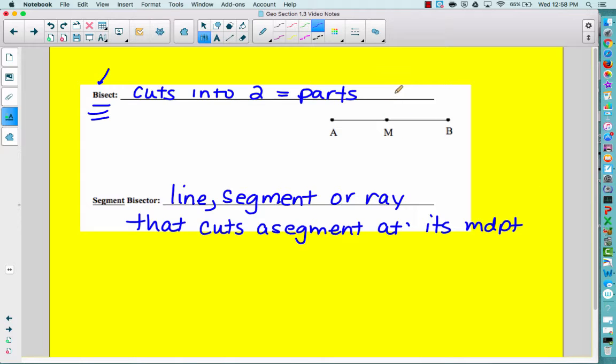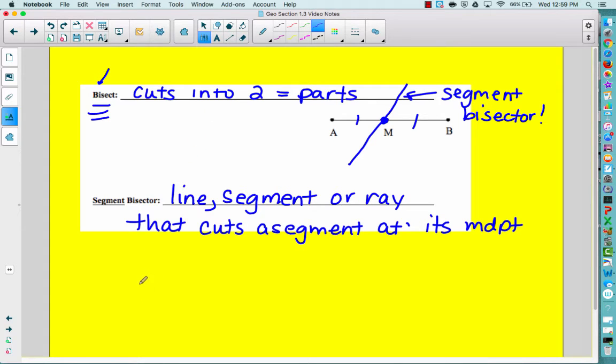Okay, so I'm going to show you what I mean. Here's a segment AB, and I'm going to tell you that M is the midpoint. If a segment bisector, I'm going to do something like that, going right through it. If that line bisects AB at M, which is the midpoint, then it is a segment bisector. Now, it does do the same thing. It cuts the segment into two equal parts. But it's a little different than what the actual midpoint is.